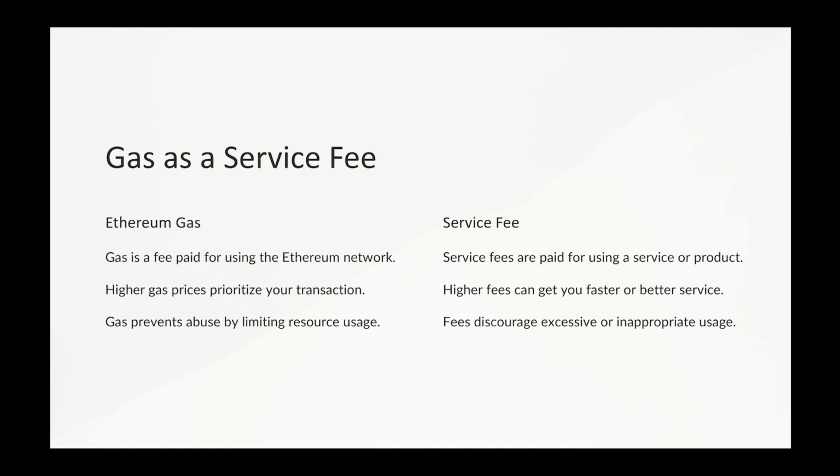Gas is a fee paid for using the Ethereum network. Service fees are paid for using a service or product. Higher gas prices mean prioritizing your transaction, while higher fees can get you a faster or better service. Gas prevents abuse by limiting resource usage. Fees discourage excessive or inappropriate usage of services.